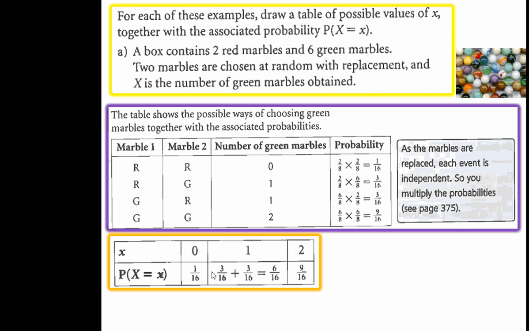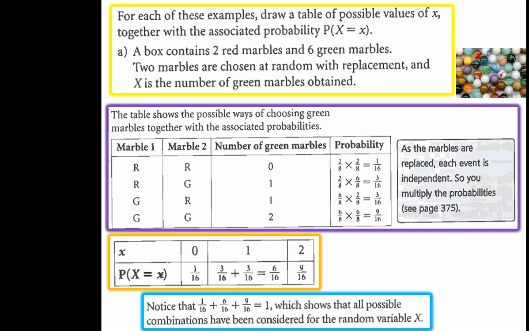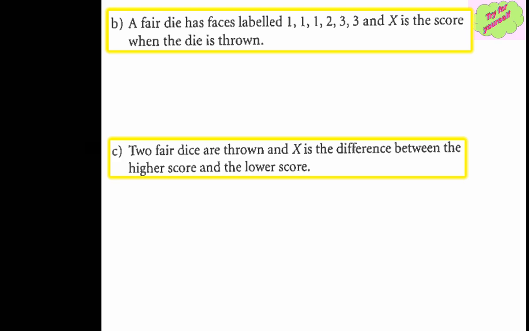9 over 16. One thing to note, feel free to add any extra little notes you need to. Notice that 1/16 plus 6/16 plus 9/16 equals 1. Because that's the case, all the probabilities must add up to 1, which shows that all possible combinations have been considered for the random variable x. Fabulous. Let's continue on this example.